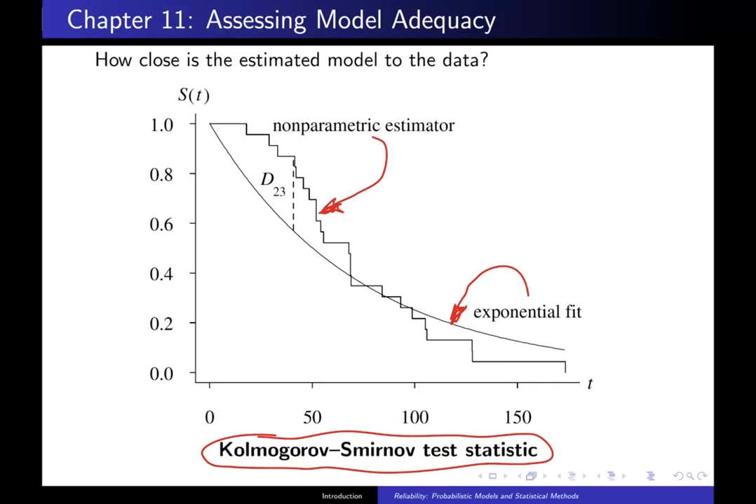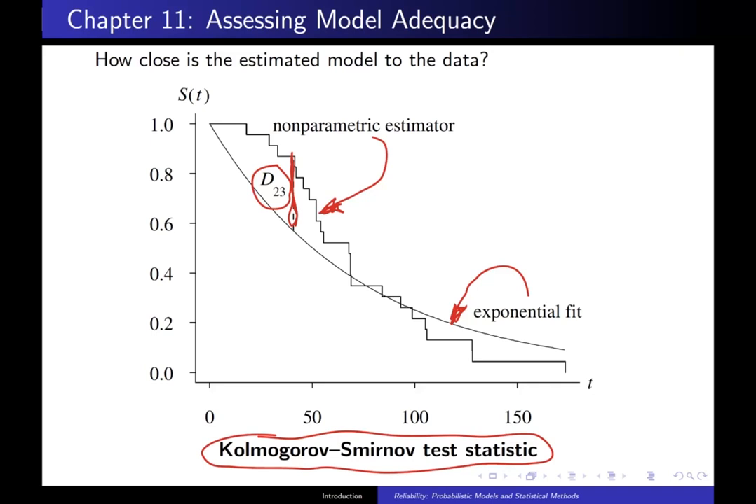And as you can see, this exponential fit is vastly inferior to the Weibull fit, which we saw a few slides ago. So here is the largest vertical distance between the step function and the smooth function, and that's denoted by D23. Not surprisingly, the larger you get for your test statistic, the poorer the fit, and in this case, the exponential is a bad fit.